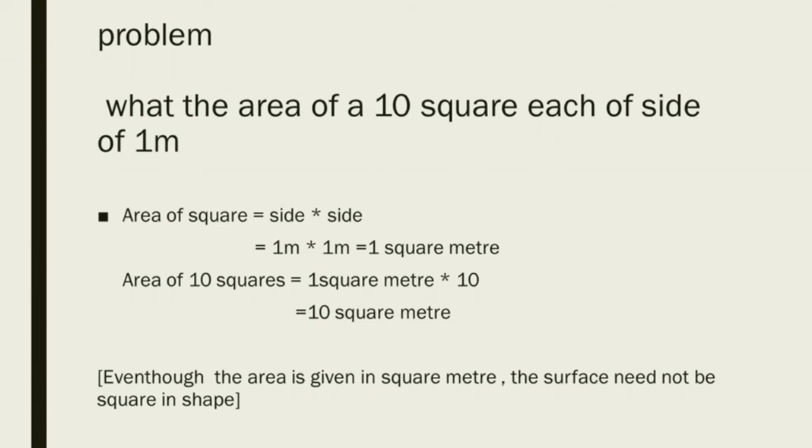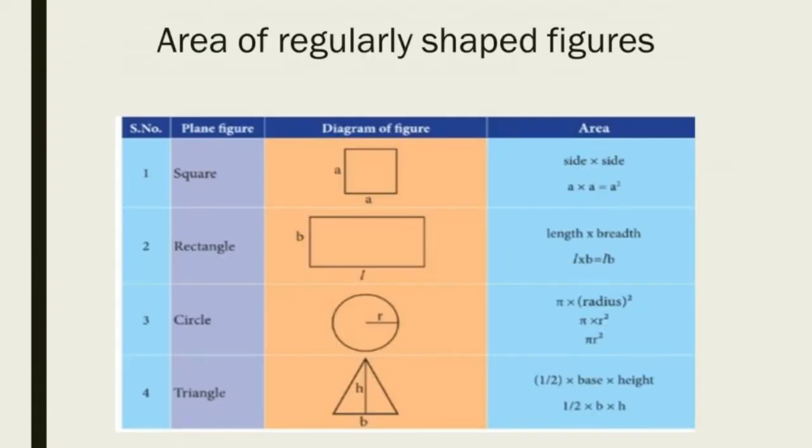Even though the area is given in square meter, the surface need not be square in shape. Area of regularly shaped figures. Now we are going to see the area of some regularly shaped figures. First one, square. What's the formula to find the area of a square? Yes, it is side into side. Note the diagram. A into A is equal to A square. Then rectangle. The formula is length into breadth. Note the diagram. L into B is equal to LB.